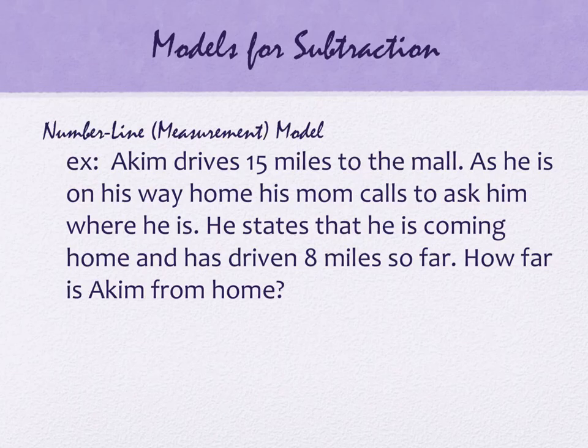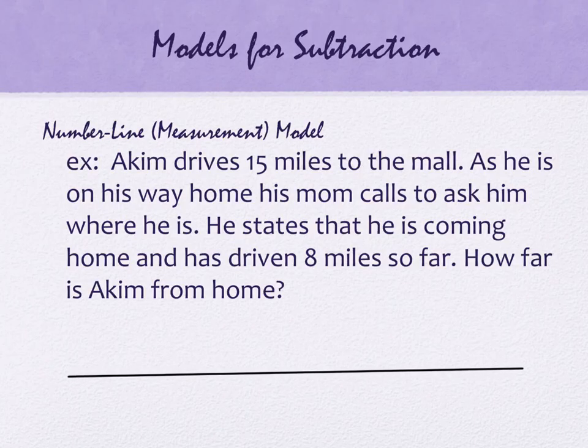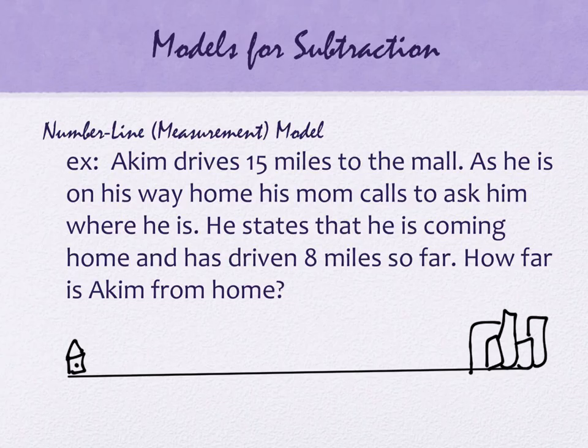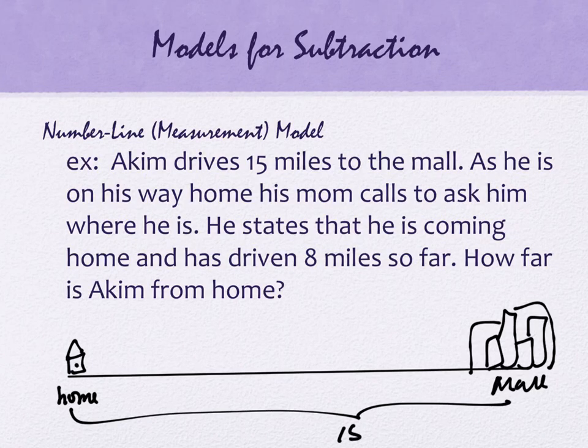So in this model, what we're going to do is draw a number line. And the number line has Akeem's house right here. And over here, we've got the mall. Right? Here's the mall. And here's his home. And what we know is the distance between them is 15 miles. And we know that he is 8 miles from the mall. So his distance right here is 8 miles.